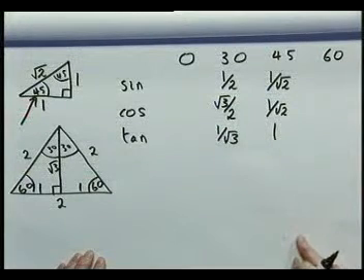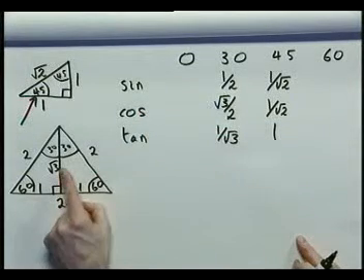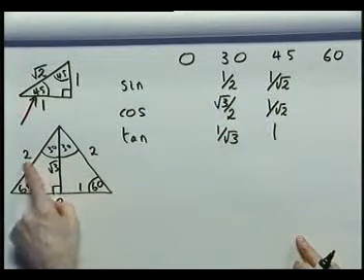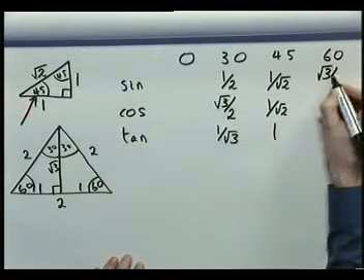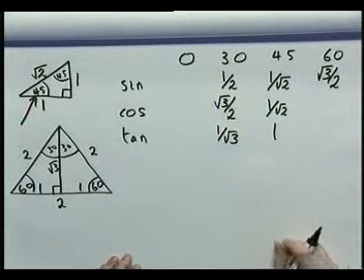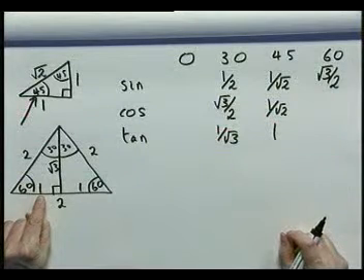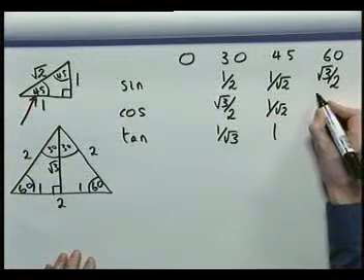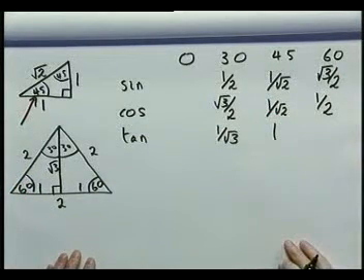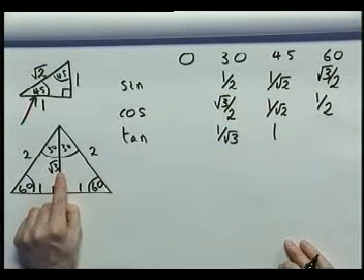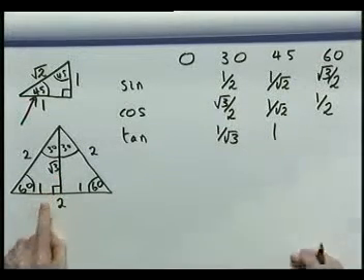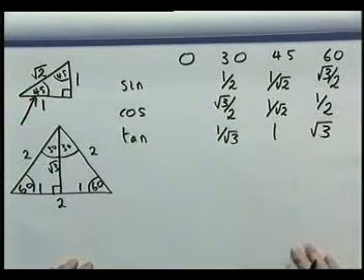Let's have a look at 60. Starting with the sine. Sine is opposite over hypotenuse, so that is root 3 over 2. Cosine is the adjacent over the hypotenuse, so that is 1 over 2, a half. The tangent is the opposite over the adjacent, and so that's root 3 over 1, or just root 3.